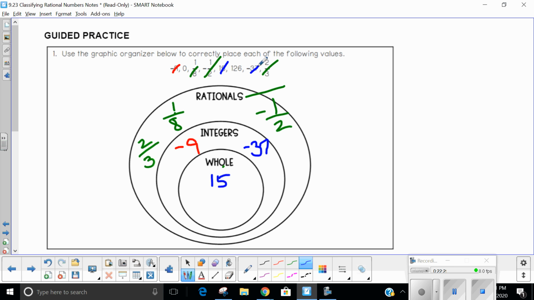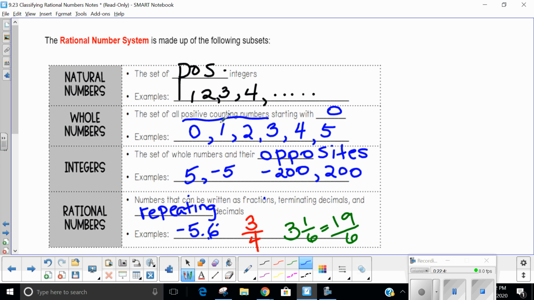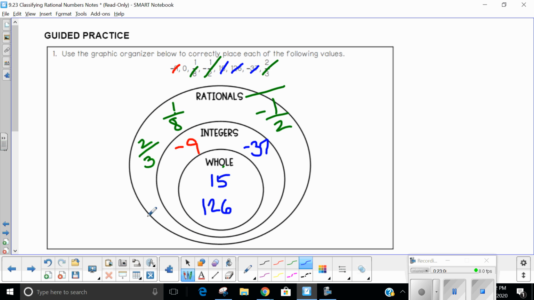So how about 126? Well, that's a positive whole number, so that's going to go here. All right, now what about 0? Okay, if we go back to our page, if you remember, your whole numbers are not part of the natural set, but they are part of the whole number group, because remember, it's the set of all positive counting numbers starting with 0. So 0 belongs with the whole numbers.